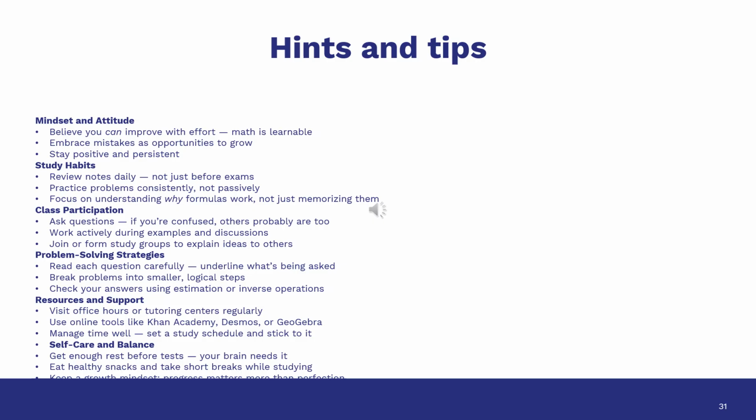Let's take a moment to talk about how to be successful in math class. Many students believe that being good at math means you're either born with the ability or you're not, but that's not true. Math is a skill that anyone can learn and improve with effort. What really matters is your mindset. Believe that you can improve because progress comes through practice and persistence. Every time you make a mistake, think of it as an opportunity to grow. Mistakes show you where your understanding needs more work. And that's how learning really happens.